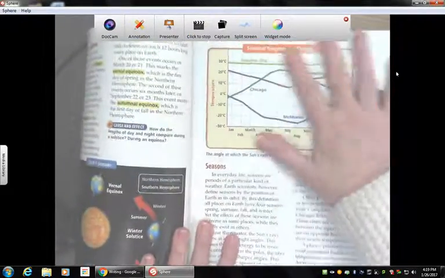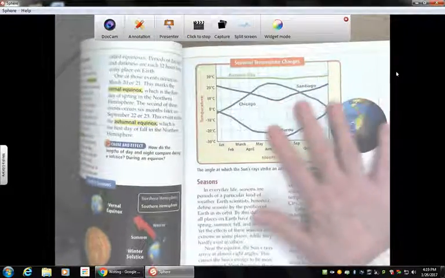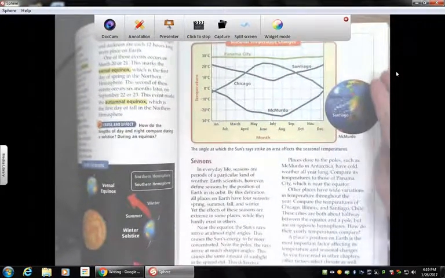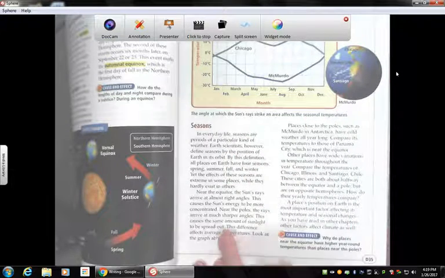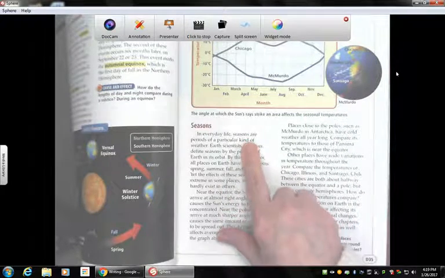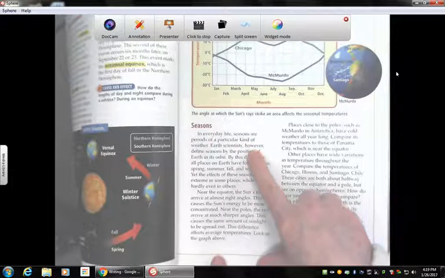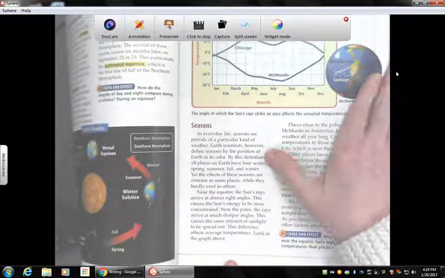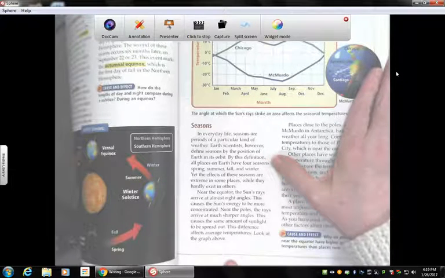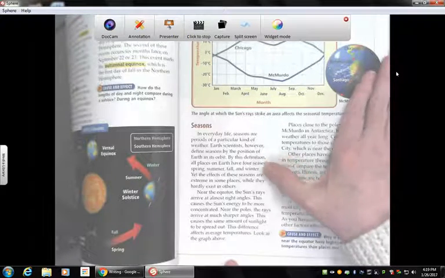Okay, and here is kind of an example of the graphs that we did yesterday in class. Okay, and let's go ahead now and read about the seasons. In everyday life, seasons are periods of a particular kind of weather. Earth scientists, however, define seasons by the position of Earth in its orbit. By this definition, all places on Earth have 4 seasons: spring, summer, fall, and winter.